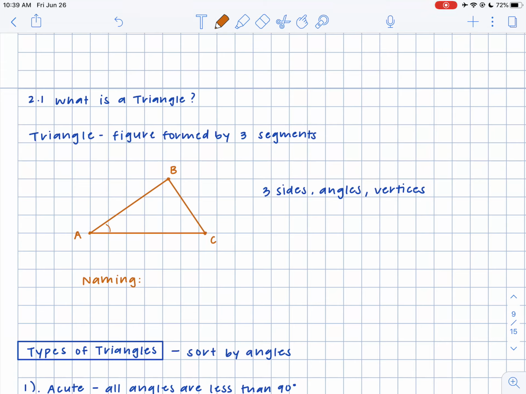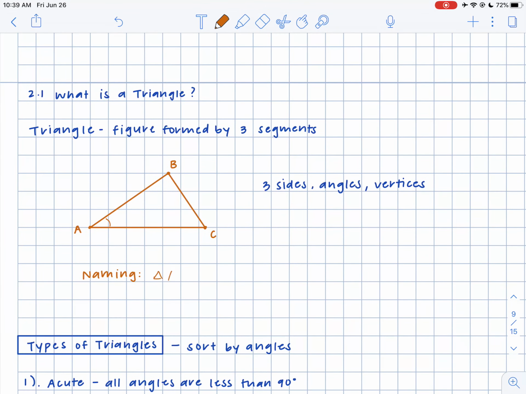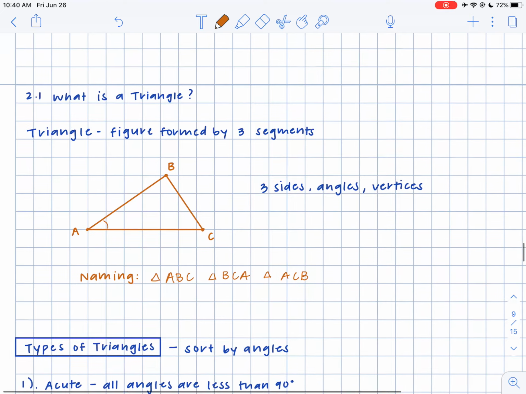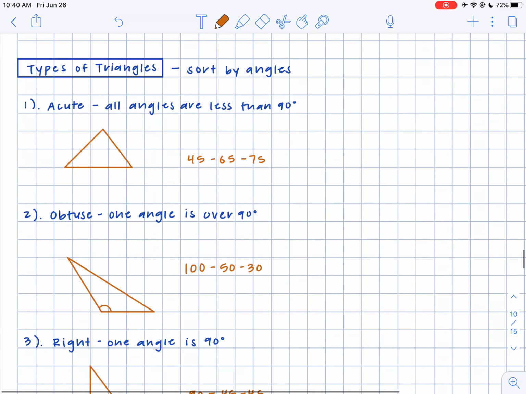Now, when you name a triangle, the order of the letters does not matter. So you can name this triangle ABC, triangle BCA, triangle ACB. It doesn't matter as long as you have all three letters. That's all that matters. Now, how can we classify triangles? Well, we can sort them according to their angles, to their types of angles.